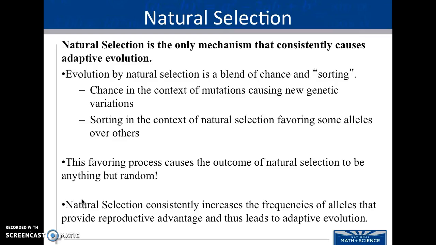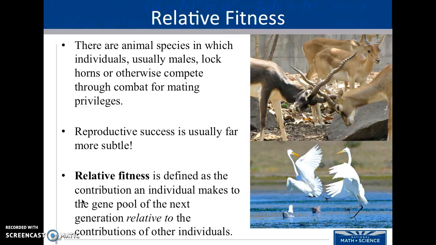The idea of natural selection is that it is the only mechanism that consistently causes adaptive evolution. Evolution by natural selection is a blend of chance and sorting. Basically what this means is that chance means that I am having some sort of mutations that create new genetic variation, and sorting means that selection is always going to favor some alleles over others, which means I am more fit than the other organism. This means that natural selection is in part due to the environment and in part due to our genetics and our chromosomes and our mutations.